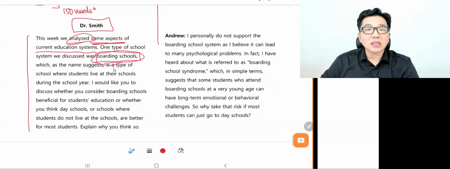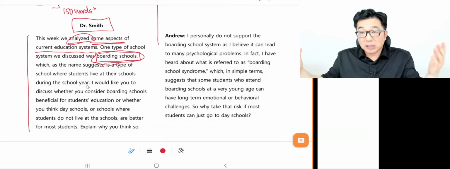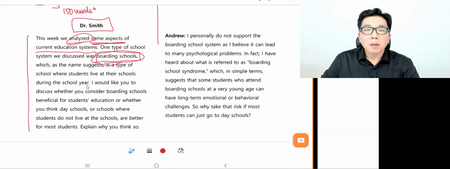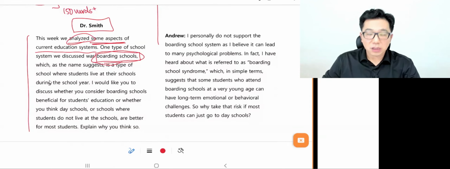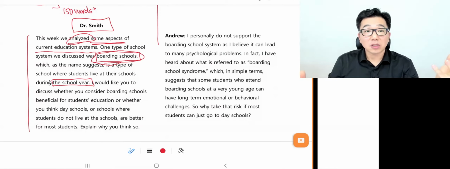Which, as the name suggests, is a type of school where students live at their school during the school year. Exactly what I said. Some boarding schools let you go home during the weekend, I think, every weekend. But other boarding schools, as you have seen in the movies and drama series, you have to live at the school for the whole semester. And when the semester is finished, you go home only when vacation starts, right?